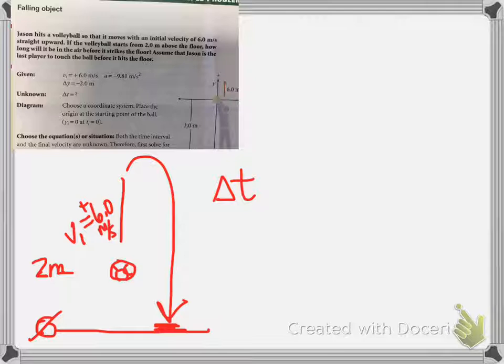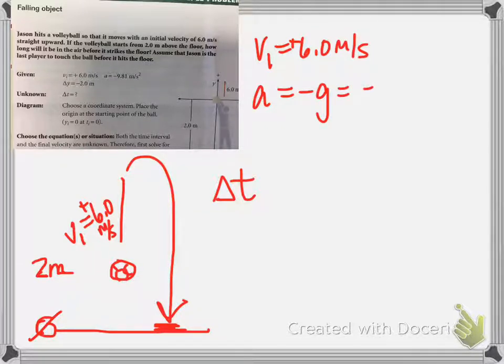Can this be done? Yes, of course it can. So there are 2 ways to do this, and this is where we'll talk a little bit about 6 ways to solve a problem. 5 of them get you an answer, 3 of them get you a right answer, and 1 of them is elegant. Let's set up all of our known variables. VI, positive 6.0 meters per second. What's the acceleration of the ball through the entire thing? Acceleration is equal to negative g, which is equal to negative 9.81 meters per second squared.